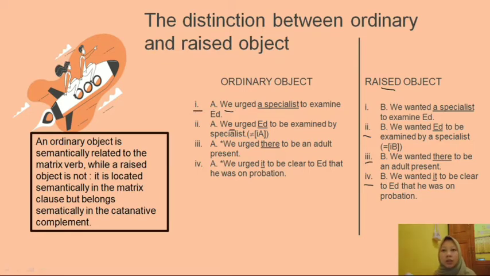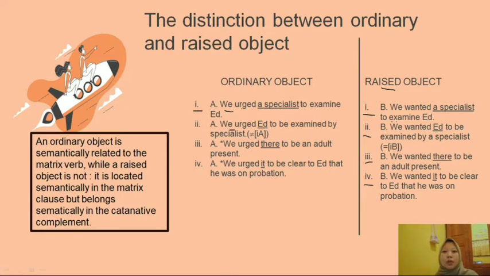In ordinary object, the object, specialist, is semantically related to the verb urge, indicating the person we spoke or wrote to with the aim of getting them to examine it. In raised object, however, there is no such direct semantic relation between a specialist and want. What we want was not a specialist, but the examination of it by a specialist.